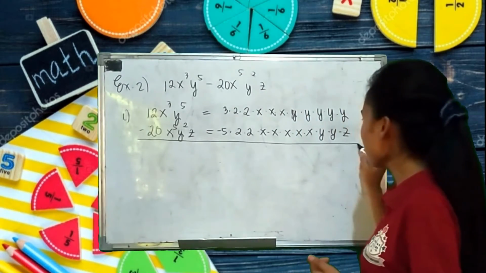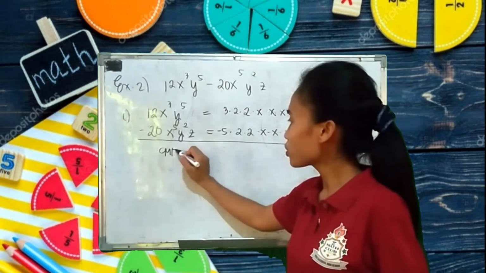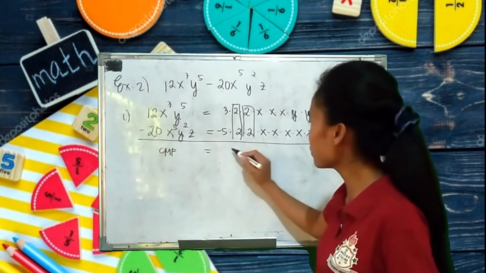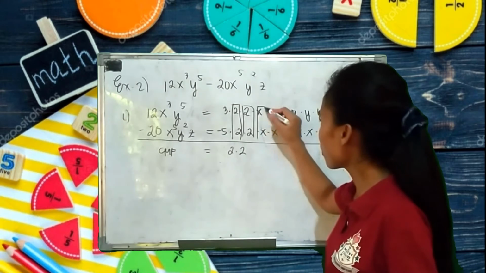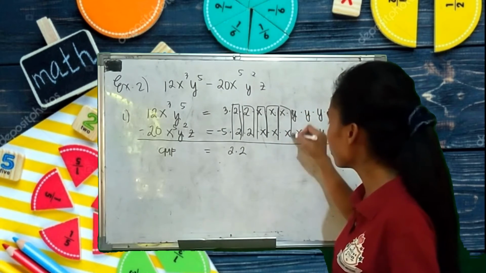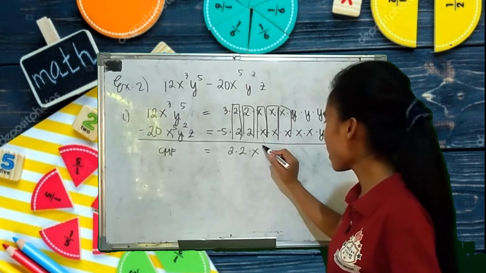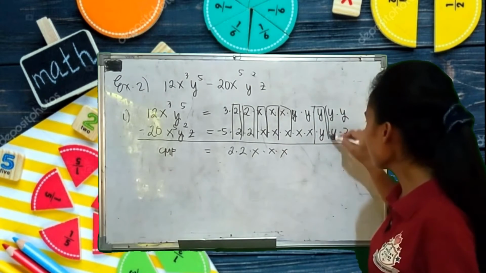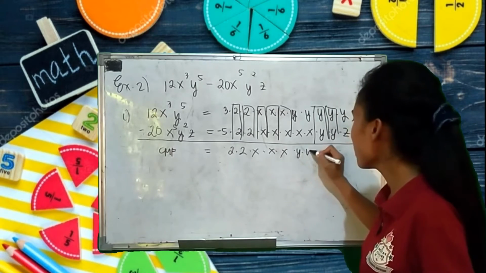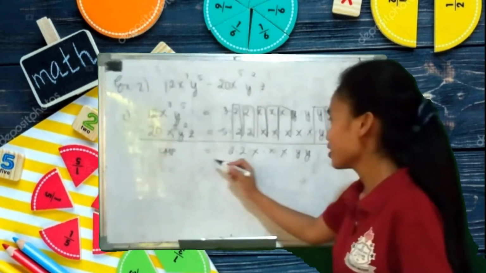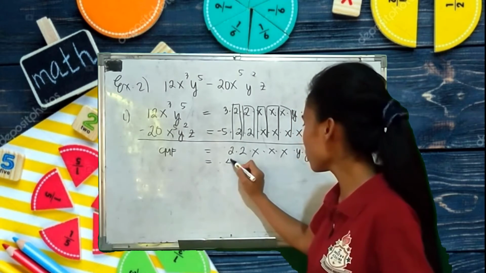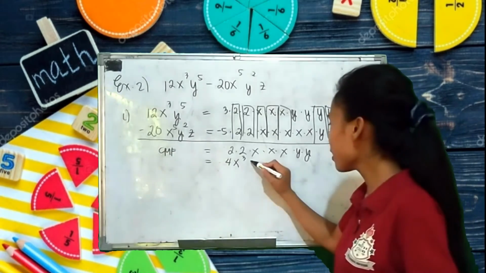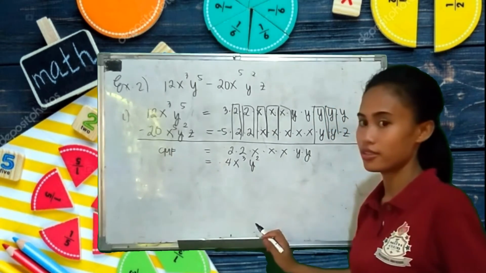So for the CMF, we are going to identify the common factors. So we have your 2 and 2. So we have 2 times 2, your x, and another x. So we have x times x times x, and then y and y. So we have y times y. So your CMF now would be equal to 4x cubed, since there are 3 x's, and then y squared.